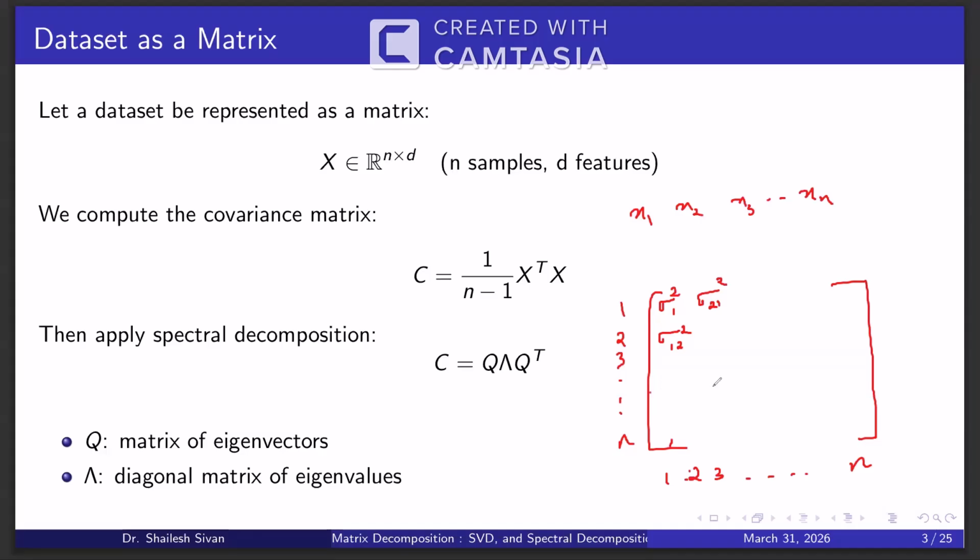So this is representing the ith row, and this is representing the jth column. What is this? This will be representing the covariance of the feature xi and the feature xj. Is that clear?